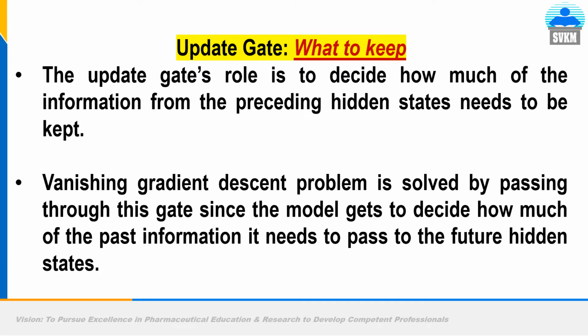So what is the role of update gate? The update gate's role is to decide how much of the information from the preceding hidden states needs to be kept. Vanishing gradient descent problem is solved by passing through this gate, since the model gets to decide how much of the past information it needs to pass to the future hidden states.